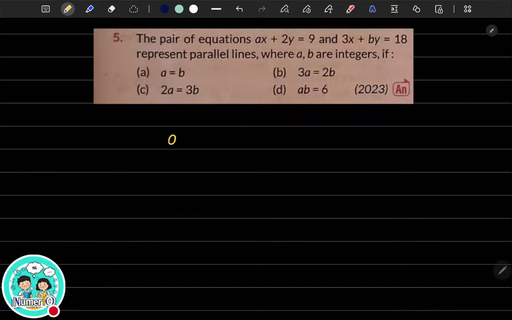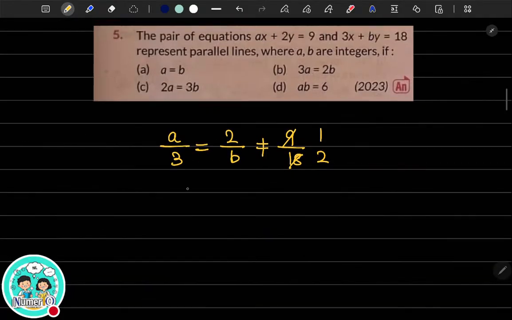So your A1 by A2 is nothing but A by 3, which is equal to 2 by B, but that is not equal to 9 by 18, which is equal to 1 by 2. So again AB is equal to 6. This is because the lines are parallel. A very similar question we did some time back. So AB equal to 6.